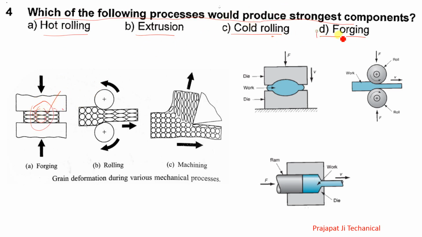So forging gives the strongest component. In the case of rolling there is uniformity, but mechanical packing is lower than forging. In machining there is no uniformity, grains are irregular. In this case, this is forging, this is rolling, this is extrusion.